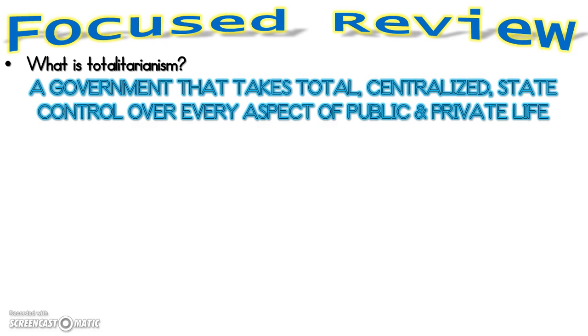We had looked at absolute monarchs earlier in the year. The biggest difference between totalitarianism and absolutism would be probably in that private life chunk. Absolute rulers took control of public life, but rarely would they try to take control of private life. Totalitarian governments do take control over even your private life, things that happen in your own home, and so on and so forth.